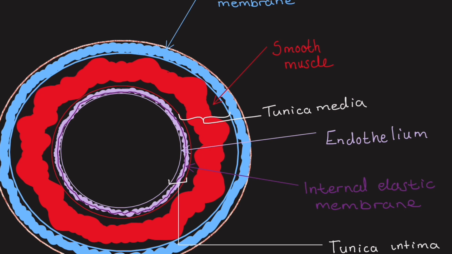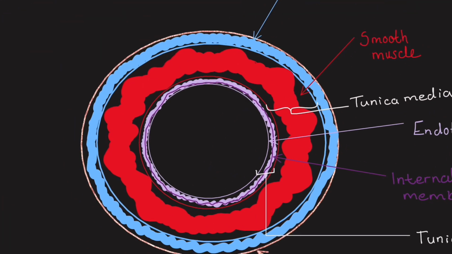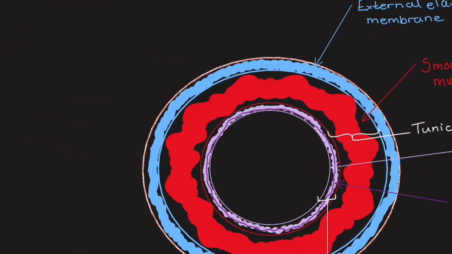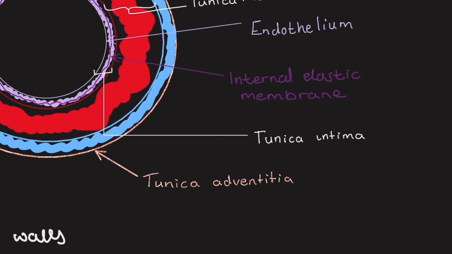You then have an internal elastic membrane, which is this purple bit, and your endothelium wall on the inside of the lumen, and together these make up the tunica intima. The tunica intima. I remember to say that one.